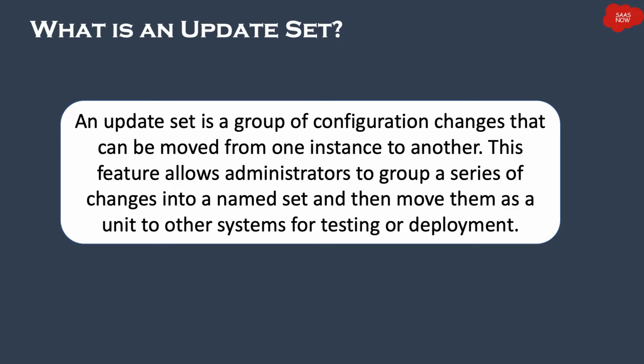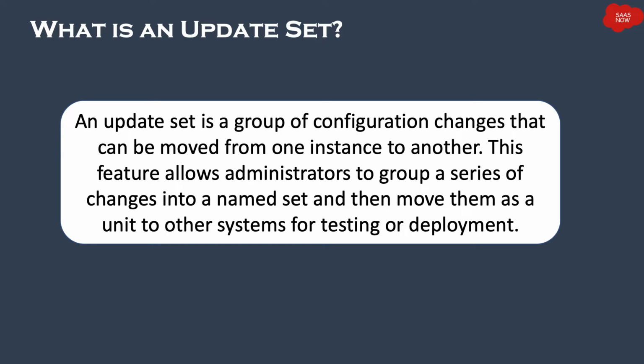So let's start with the definition of update set. So what is an update set? An update set is a group of configuration changes that can be moved from one instance to another. This feature allows administrators to group a series of changes into a named set and then move them as a unit to other systems for testing or deployment.